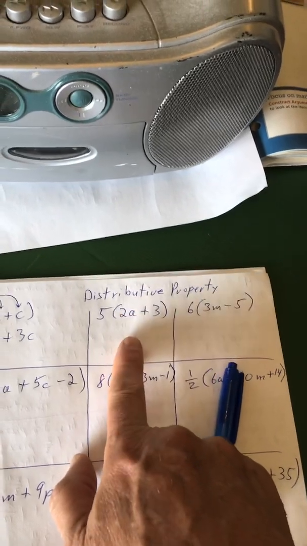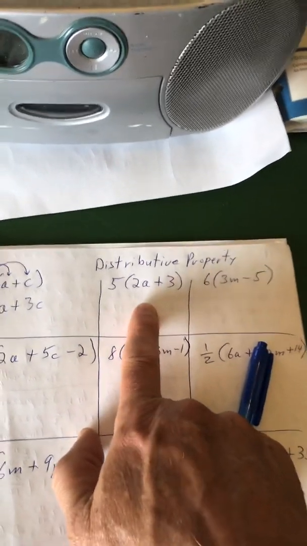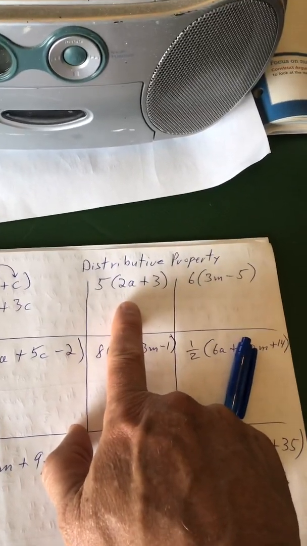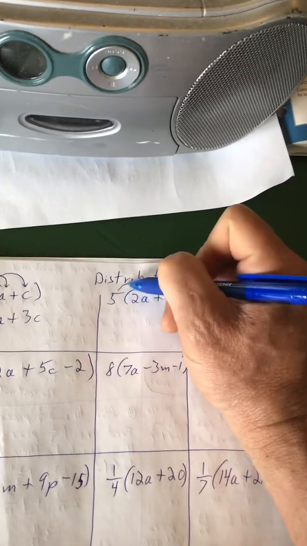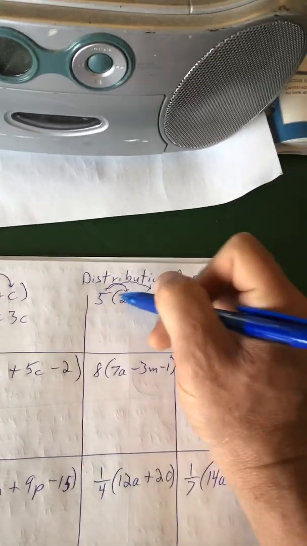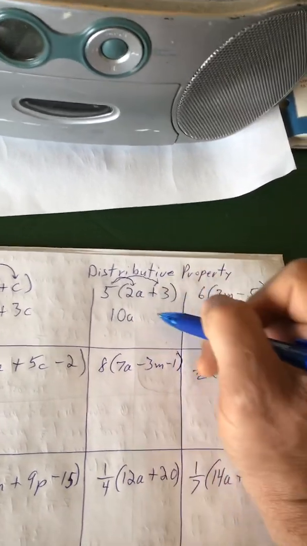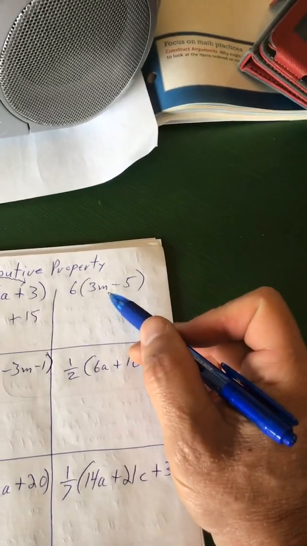I'd like you to hit pause and do the problem and then check, okay? So here, hit pause, copy and do it. Hit pause. And I'm going to do it now. Each of these gets multiplied by 5, so that's 10a plus 15, right? Here's the next one. Hit pause.